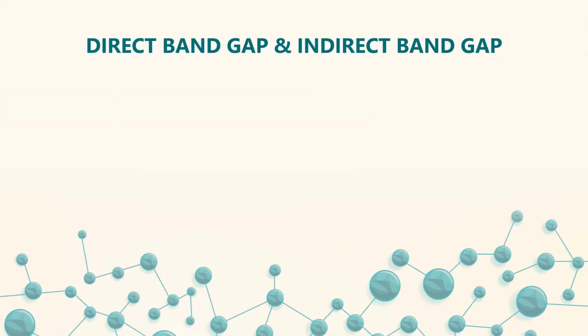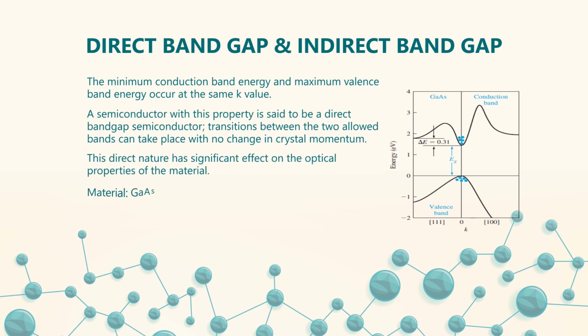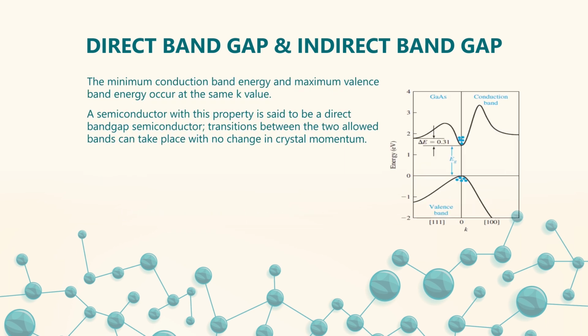Now, the next topic is direct band gap and indirect band gap. If the maximum valence band energy and the minimum conduction band energy occur at the same K value, then these are the direct band gap materials. A semiconductor with this property is said to be a direct band gap semiconductor. The transition between the two allowed bands can take place with no change in the crystal momentum. Here we can see that the minima of the conduction band and the maxima of the valence band lie on each other, as we can see in the figure.